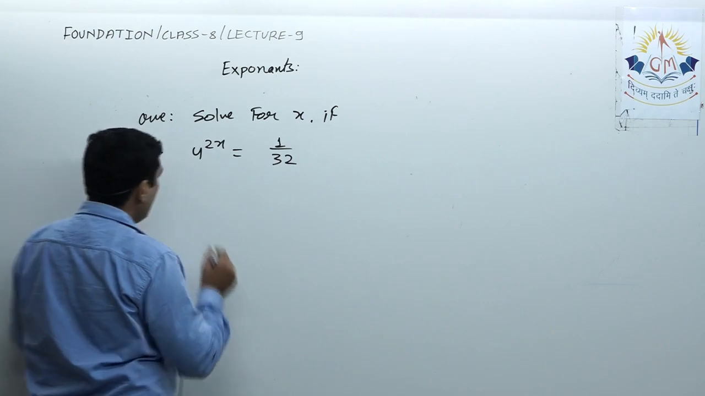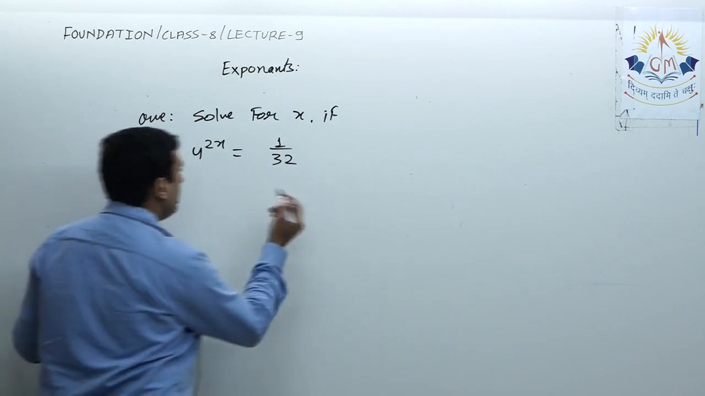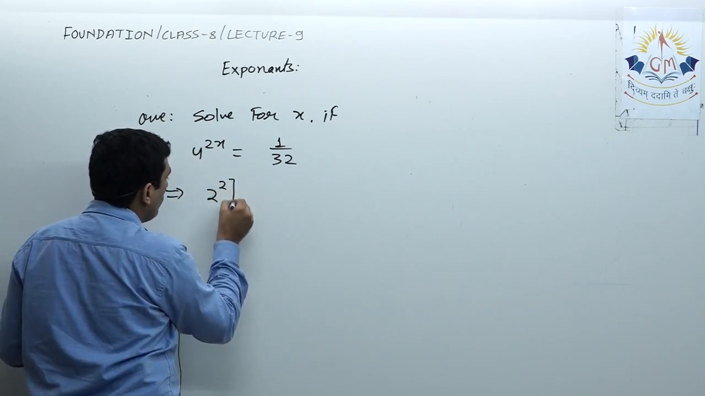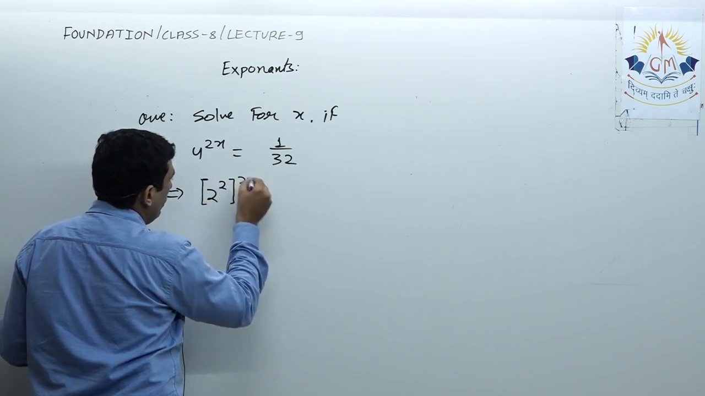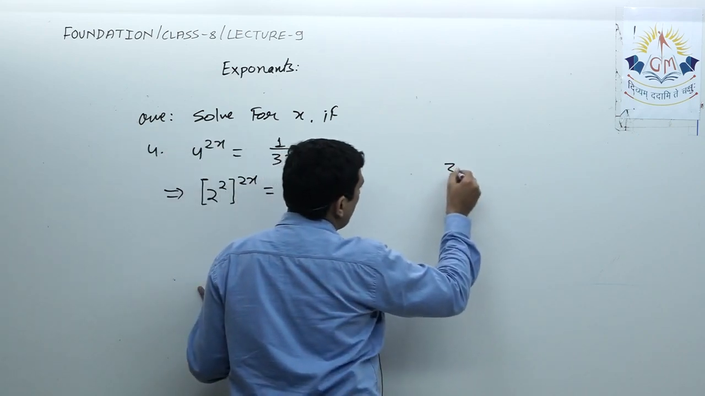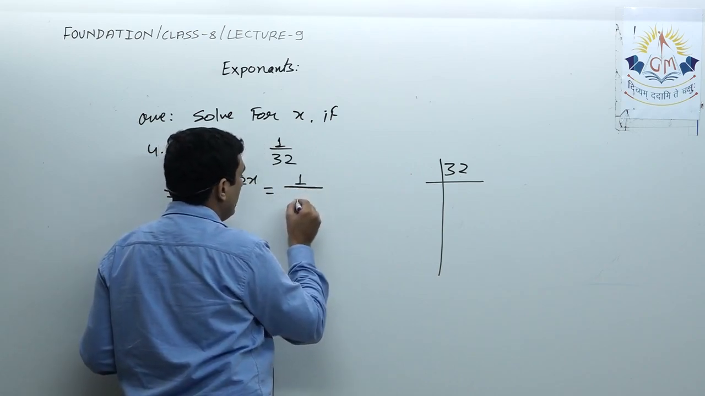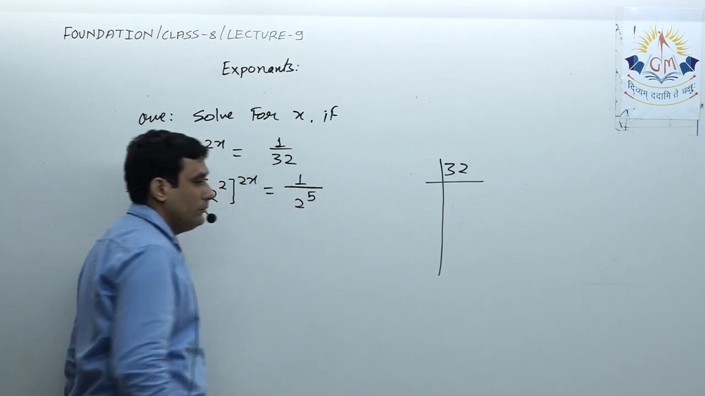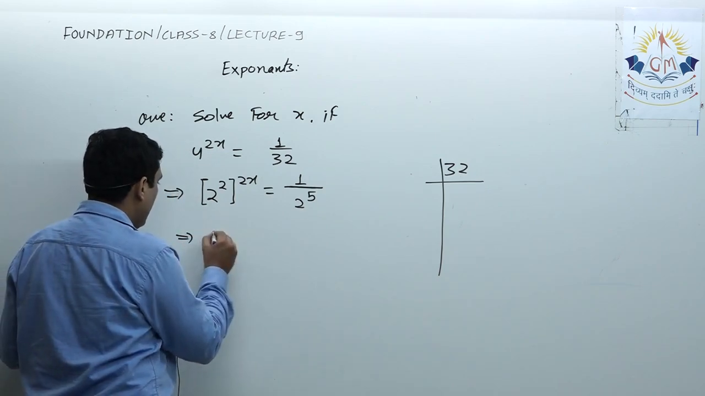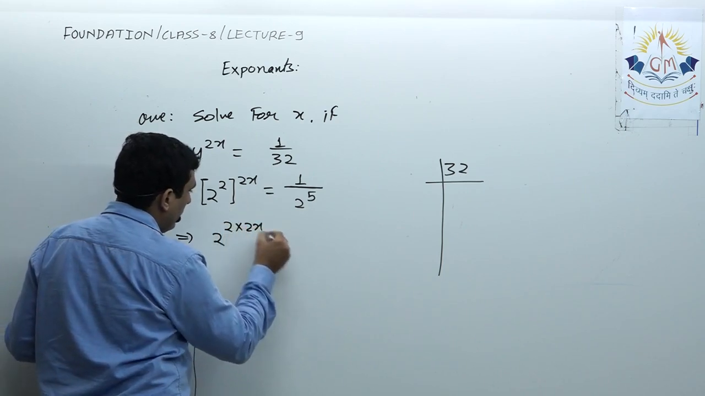So here for that generally we used to find factors. Now factors of 4 are 2 into 2. So here I can write 4 as 2 square and this 2x remains as it is. Now here 1 upon 32. If you find the factors of 32 using this method, you will find that it is 2 raised to 5. Okay, now further here I can write 2 raised to 2, whole raised to 2x.